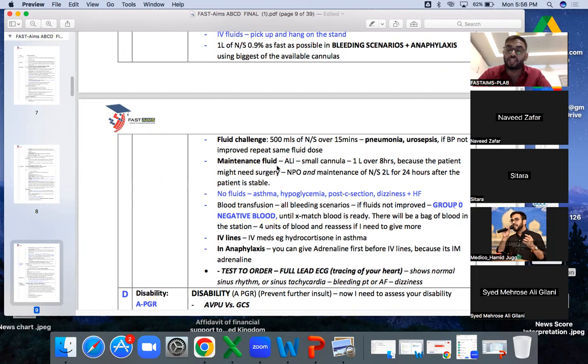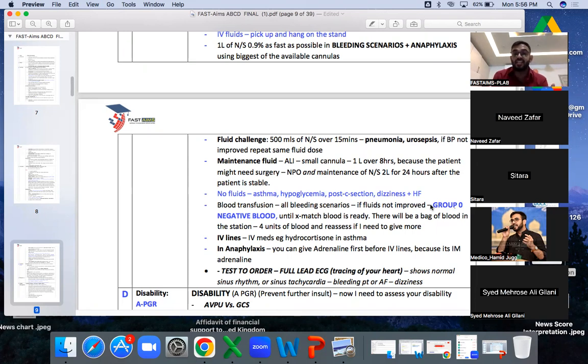For example, if the patient needs to undergo some surgery, you are going to keep him under observation. So we need to give 1 liter over 8 hours, or we need to give normal saline over 24 hours. This you need to learn case by case. Okay. Similarly, which blood, this is quite important.